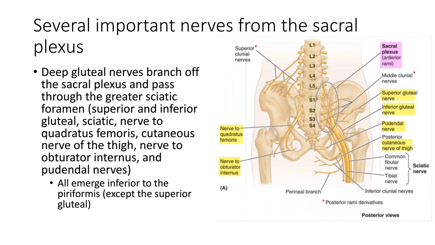The deep gluteal nerves branch off the sacral plexus and pass through the greater sciatic foramen. The deep gluteal nerves include the superior and inferior gluteal nerves, the sciatic nerve, the nerve to the quadratus femoris, the cutaneous nerve of the thigh, the nerve to the obturator internus, and the pudendal nerves. All of them will emerge inferior to the piriformis, except for the superior gluteal nerve, which emerges superior to the piriformis.